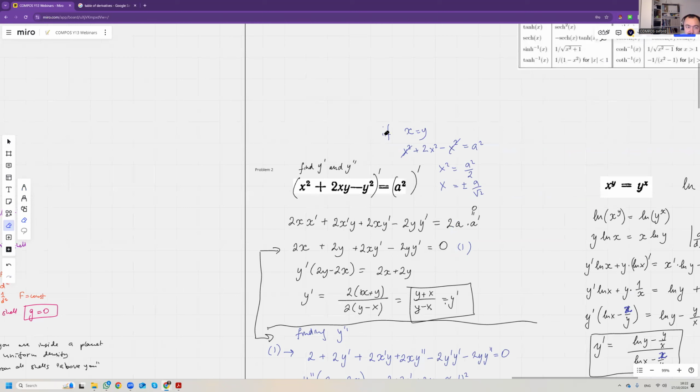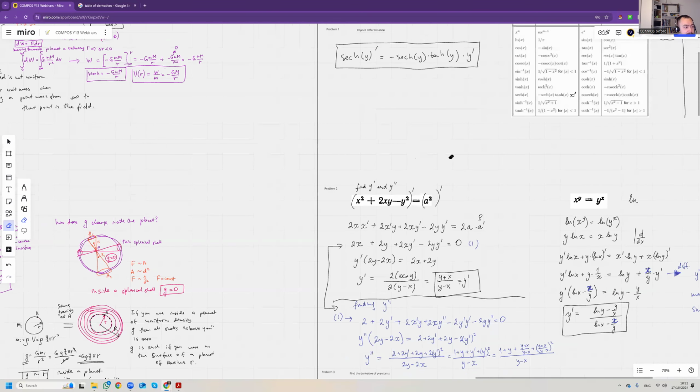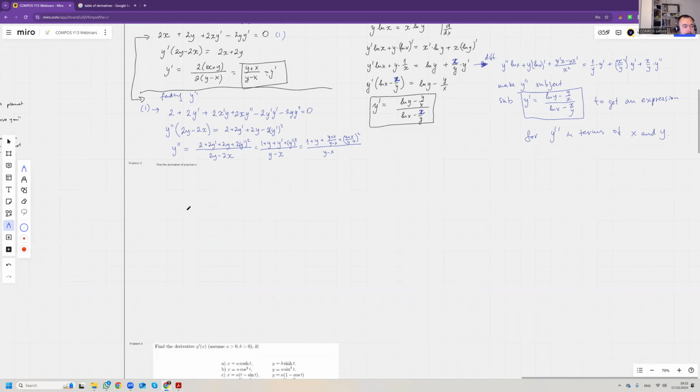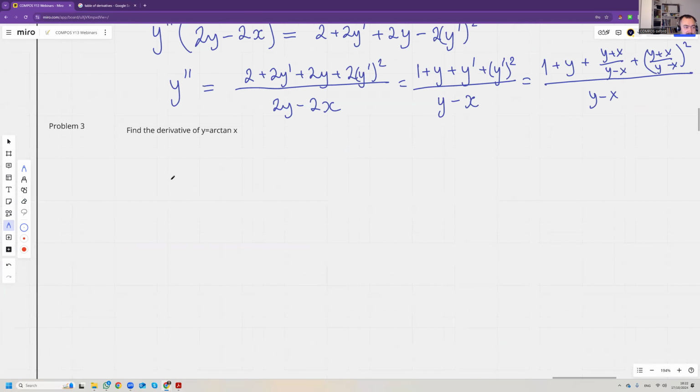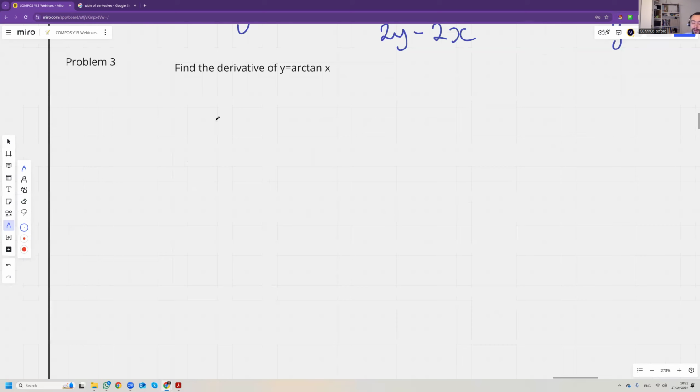That was a question: what happens if x equals y in the first problem? Okay, moving on. Find the derivative of y equals arctan x. So here we use the derivative of the inverse function.